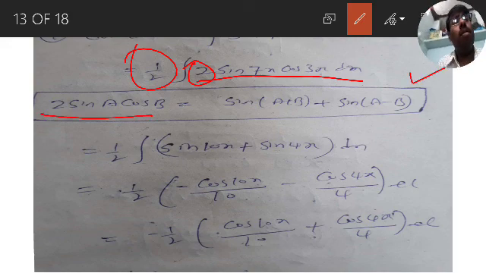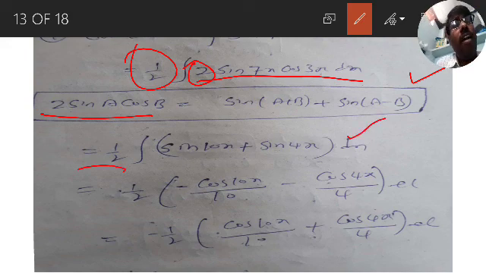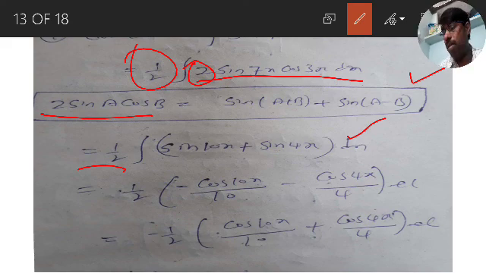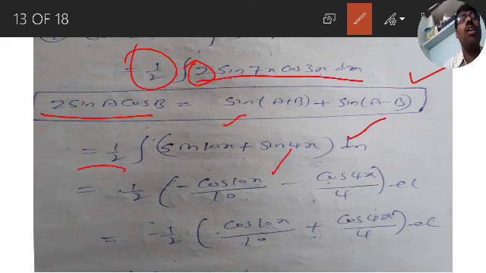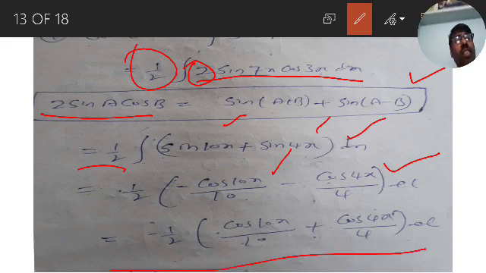What is that formula? 2 sine a cos b is sine a plus b plus sine a minus b. Here a is equal to 7x and b is equal to 3x. A plus b is 10x, a minus b is 7 minus 3, 4x. So we get 1 by 2 into integration of sine 10x plus sine 4x. Integration of sine x is minus cos x, and integration of sine ax is minus 1 by a cos ax. So integration of sine 10x is minus cos 10x by 10, and integration of sine 4x is minus cos 4x by 4. Take the minus common, and we get minus 1 by 2 into cos 10x by 10 plus cos 4x by 4, plus c, is the answer.